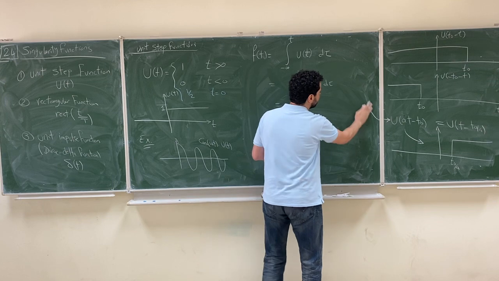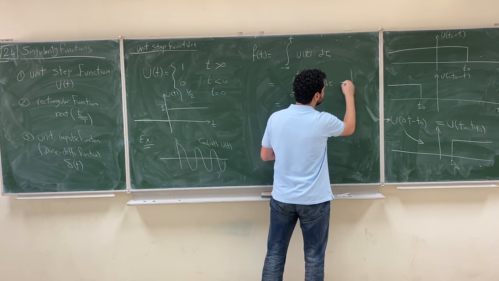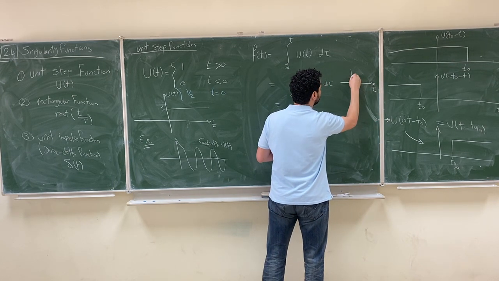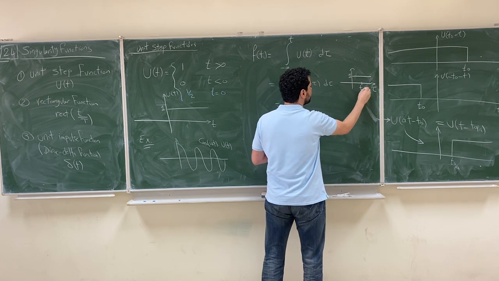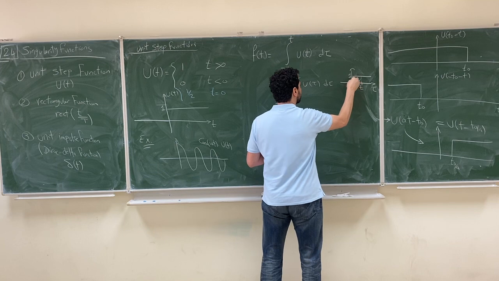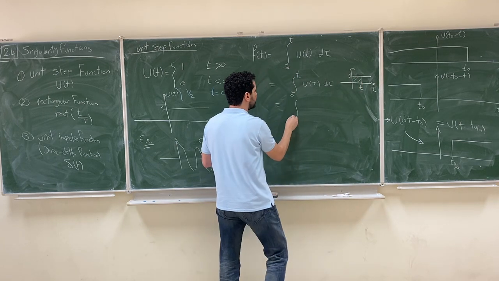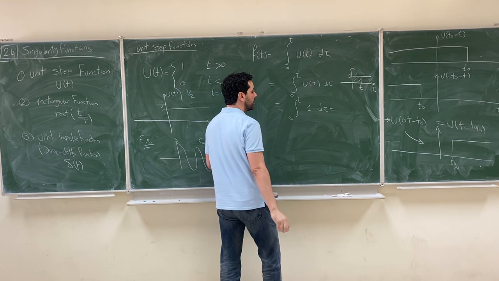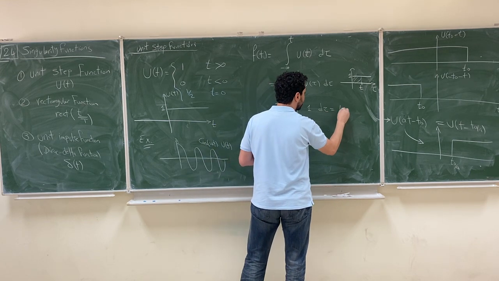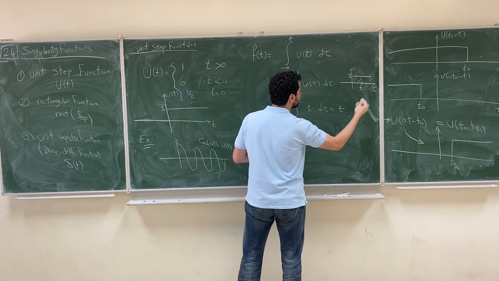Of course, u of tau, guys, you can plot it, you can imagine it with a variable tau. It looks like this. It's 1 here. So if you integrate it up to t, it's a constant, right? Between 0 and t, it's a constant 1, d tau. So it will give you t for t greater than 0.